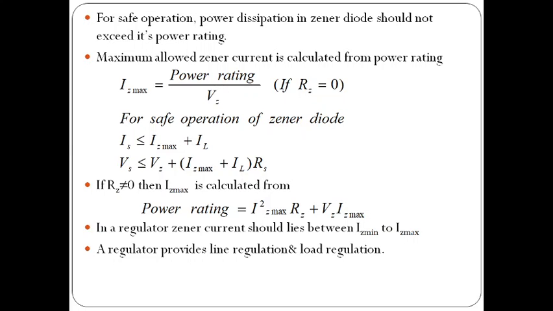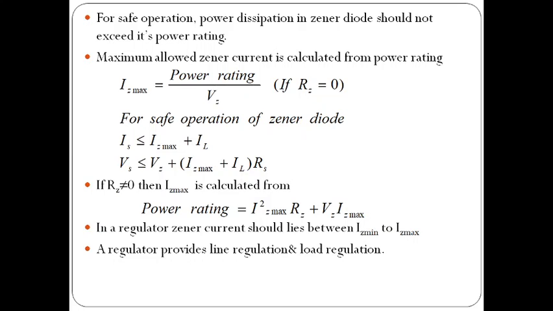If Rz is not equal to zero, then we can calculate the Iz max from the power rating, which equals Iz max squared into Rz plus Vz into Iz max. So in a regulator, the Zener current should always lie between Iz minimum and Iz max. These regulators provide line regulation and load regulation.